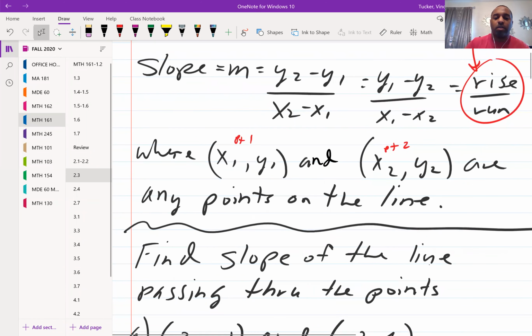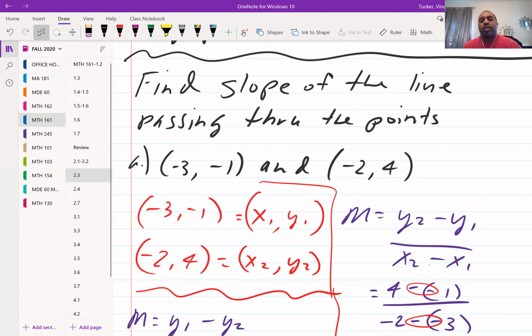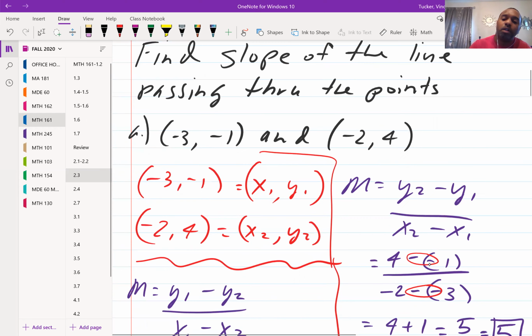All right, so let's look at trying this out. We want to find the slope of the line passing through the points (-3, -1) and (-2, 4). Here, you just make a decision which one you call point 1 and which one you call point 2, and label them properly. So I'm calling (-3, -1) x1, y1, and (-2, 4) x2, y2. Once you've established which is point 1 and which is point 2, you plug it into the formula accordingly.